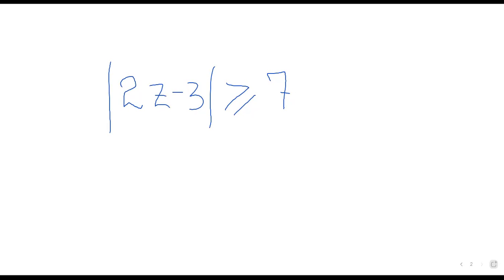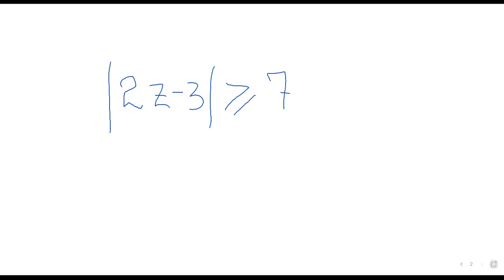So this is the inequality, not an equation. And one more thing I should say: this is a modulus value. So there are two possibilities, either it is negative or positive. Don't make one equation for this; make two separate inequalities.